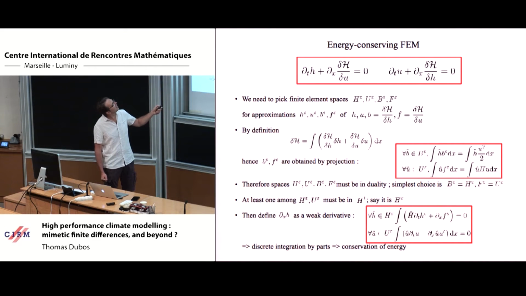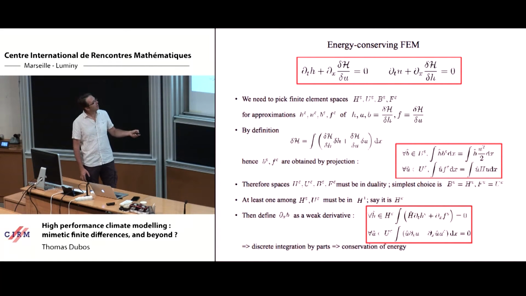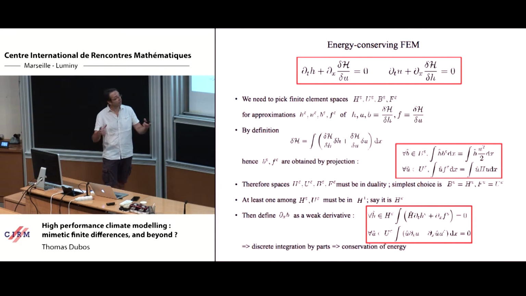So these terms here, first you should obtain them as a projection. That means that these 2 spaces, H and B, and U and F, should be in duality, because you need the mass matrix here to be invertible and well-conditioned. So maybe the easiest is to take these spaces identical. So you have only 2 spaces to choose.